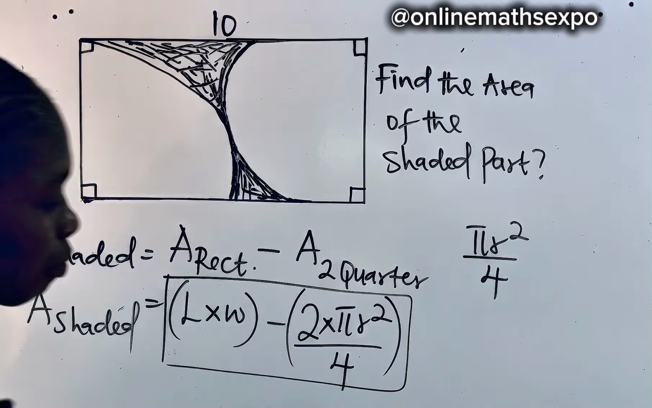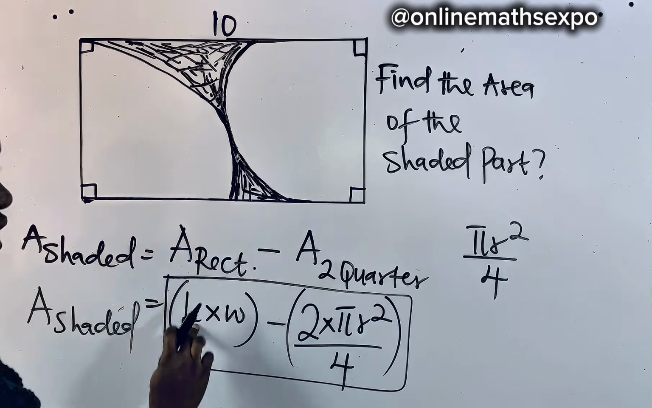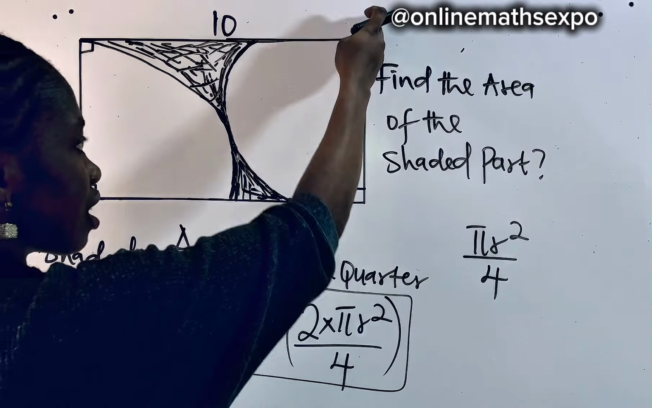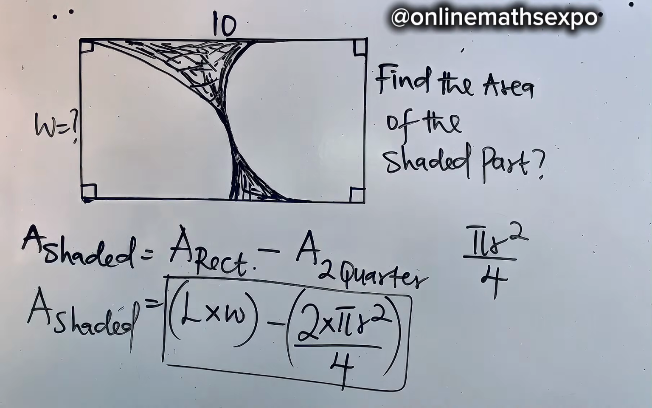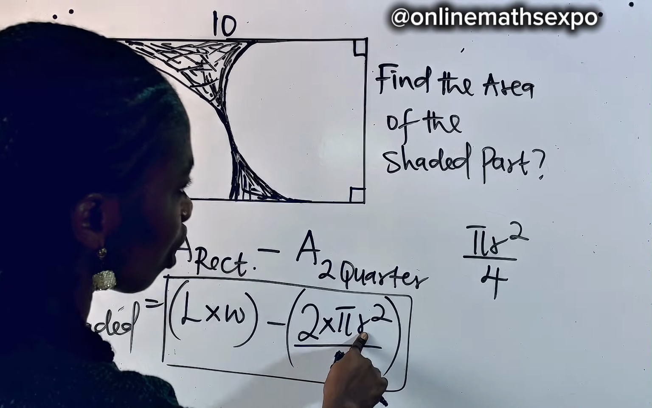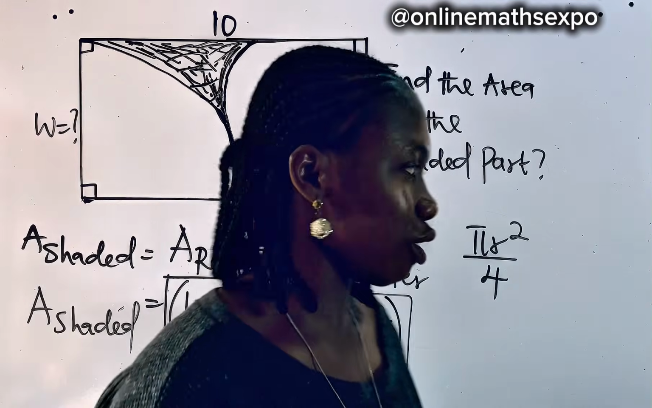Now, how do we go about this? You notice that we only have the length, which is given as 10 units. We don't know this particular side, which is the width of the rectangle. And also, we don't know the radius of the quarter circle. How do we get this? Let me show you how to do that.